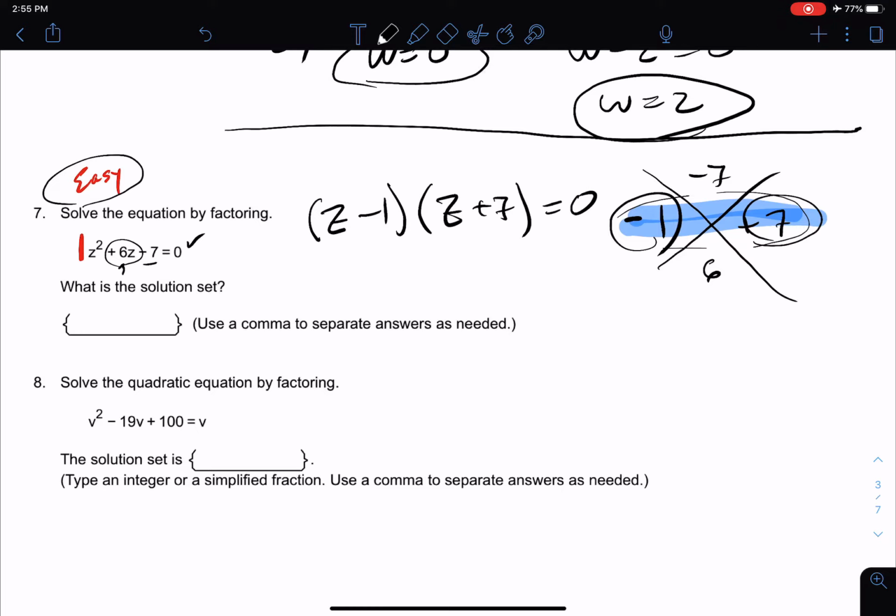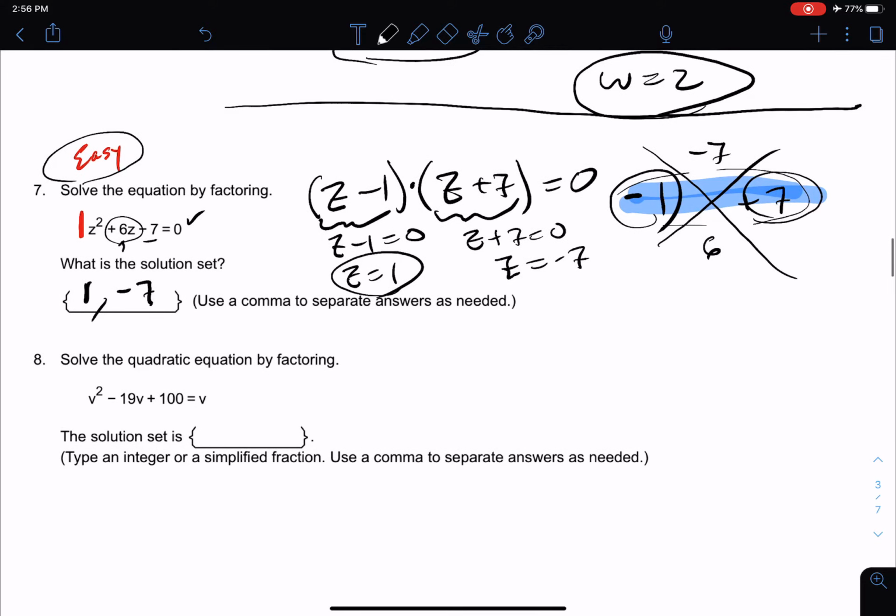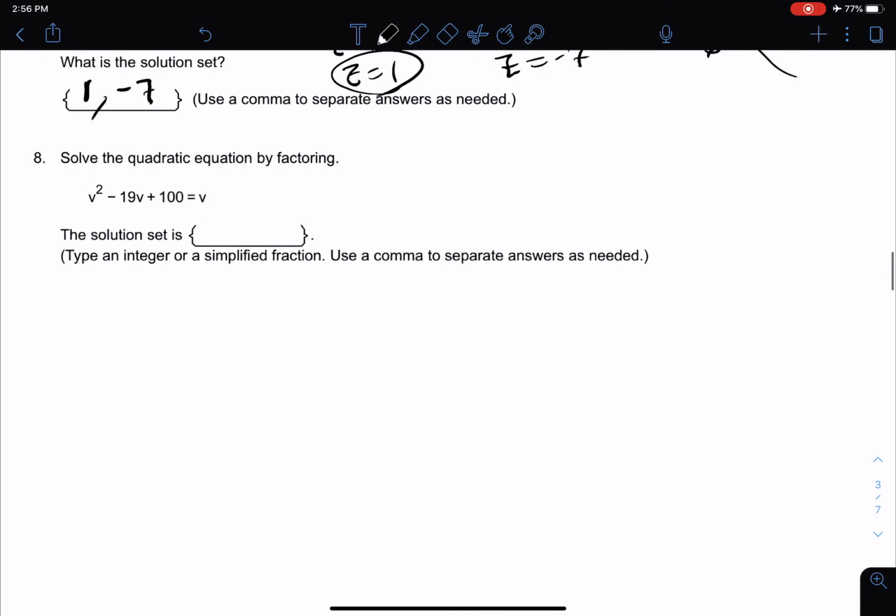So now let's realize that the zero factor property is going to apply here. A factor times a factor equals 0. So why don't we set z minus 1 equal to 0, and we've got one answer of 1. And why don't we set the other factor equal to 0, z plus 7 equals 0, subtract 7 on both sides, so z equals negative 7. And I've got the second answer. So negative 7 and 1, or 1 comma negative 7, doesn't matter in terms of reporting it in my lab.